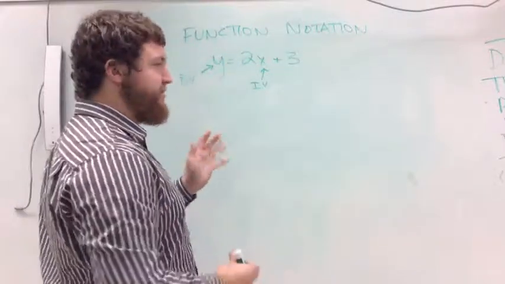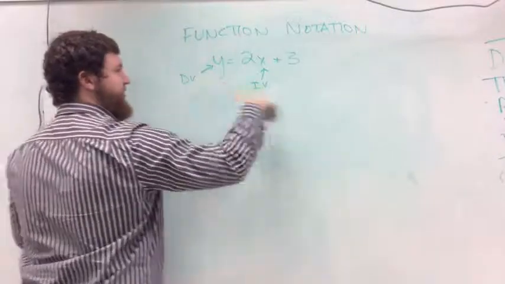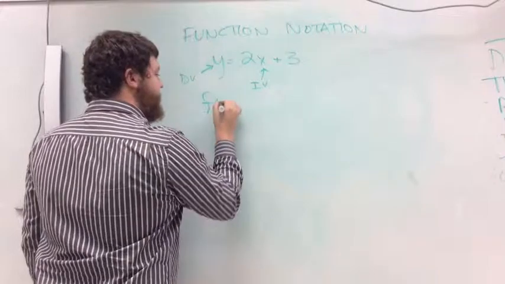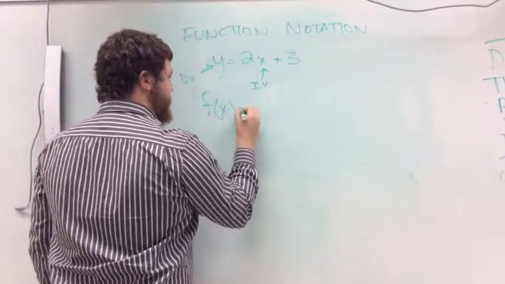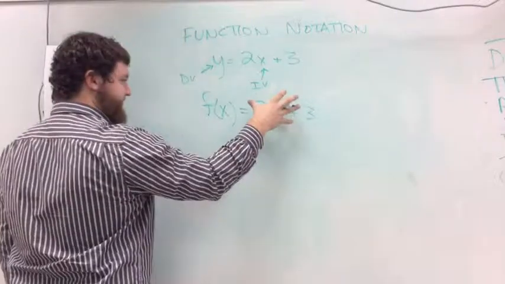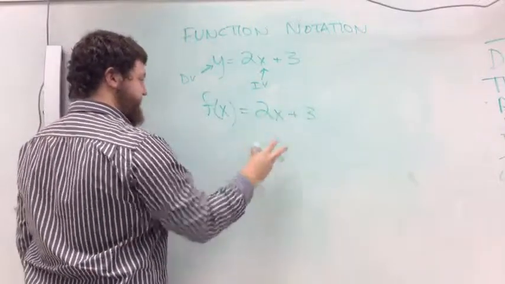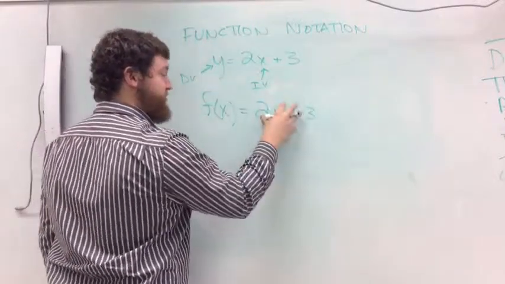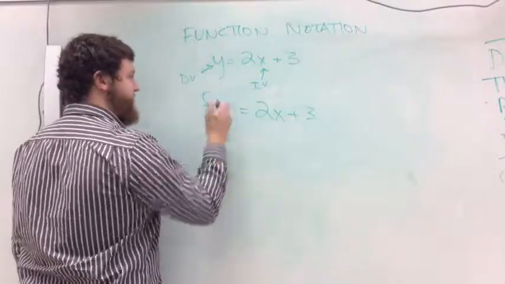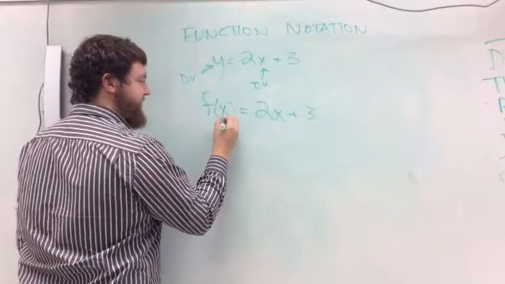To make more sense of that, and I know this is the way you've seen it your whole life, this is what function notation does. It says the function of whatever x you plug in is equal to 2 times that x plus 3, is equal to what you do to the x. So this is function notation. All it really means is it gets rid of the y and tells you what to plug in.